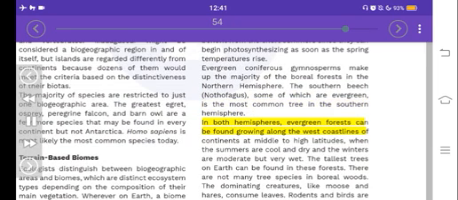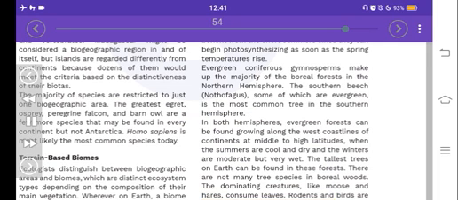In both hemispheres, evergreen forests can be found growing along the west coastlines of continents at middle to high latitudes, where the summers are cool and dry and the winters are moderate but very wet. The tallest trees on Earth can be found in these forests. There are not many tree species in boreal woods. The dominating creatures, like moose and hares, consume leaves. Rodents and birds are supported by the seeds in pine cones.